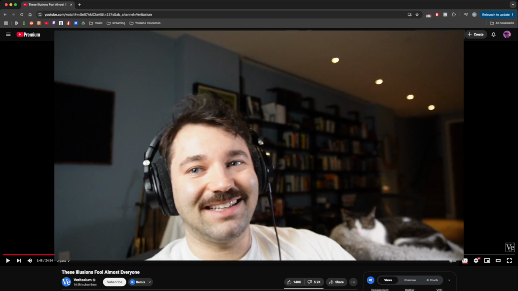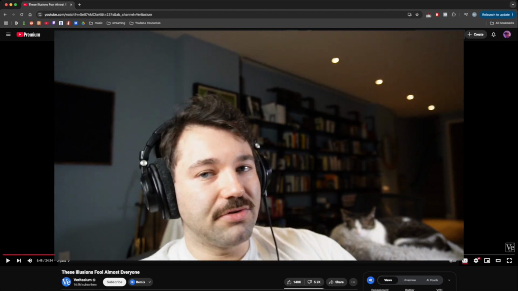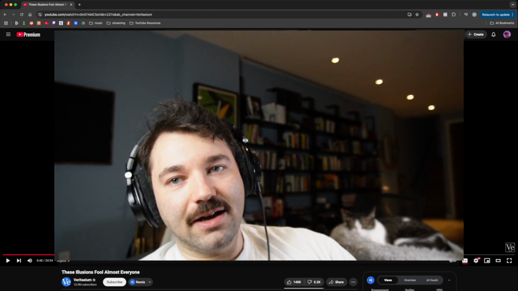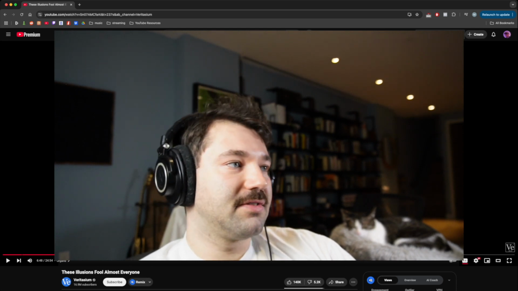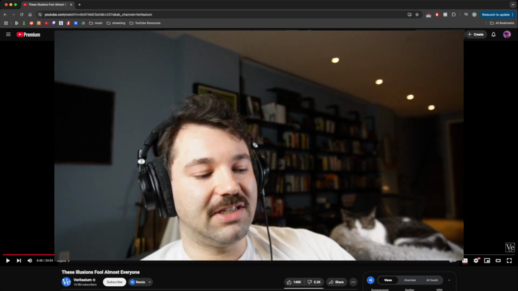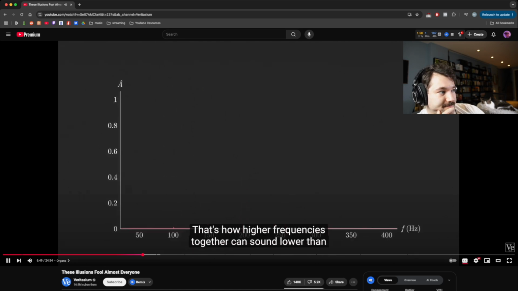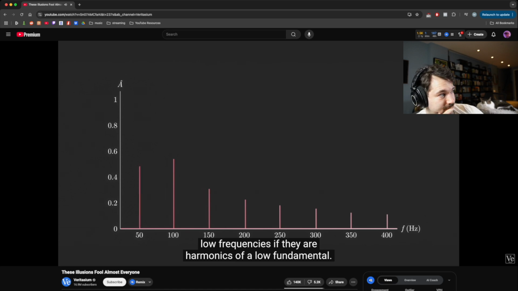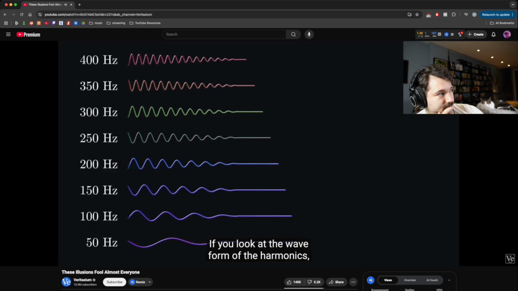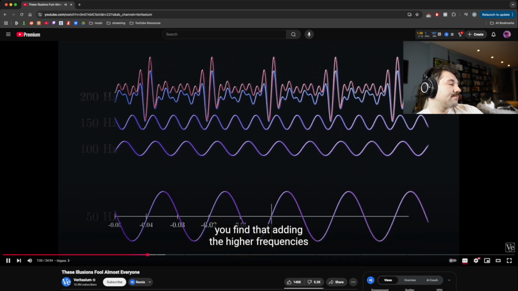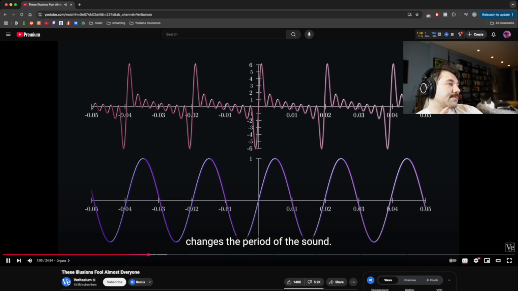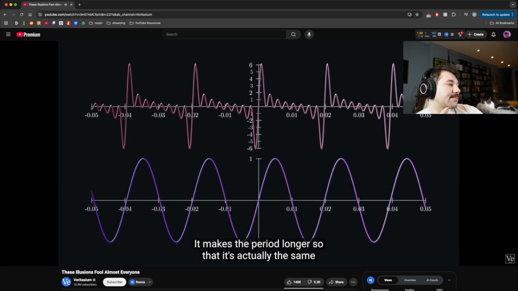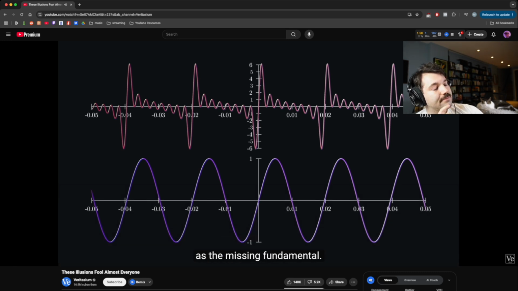So you would need to basically EQ out a lot of this really low stuff and basically make it back up by distorting the bass and adding these overtones so that you can get the illusion of hearing that low bass. That's how higher frequencies together can sound lower than low frequencies, if they are harmonics of a low fundamental. Now, this might not be as weird as it seems. If you look at the waveform of the harmonics, you find that adding the higher frequencies changes the period of the sound. It makes the period longer, so that it's actually the same as the missing fundamental.